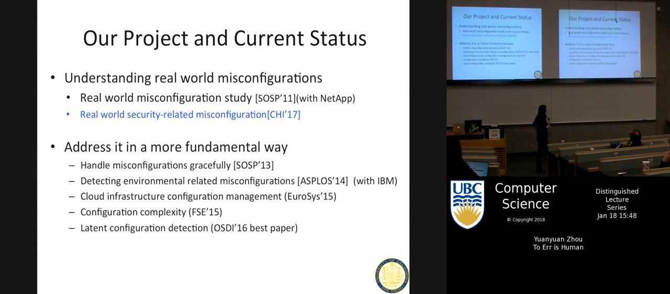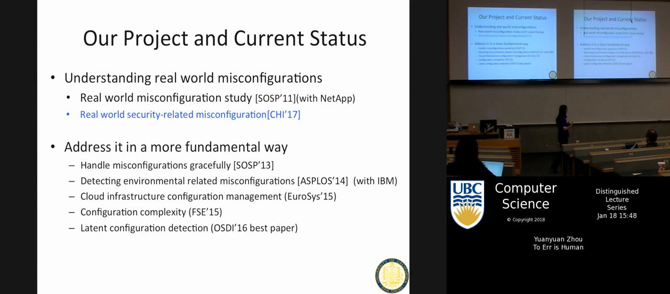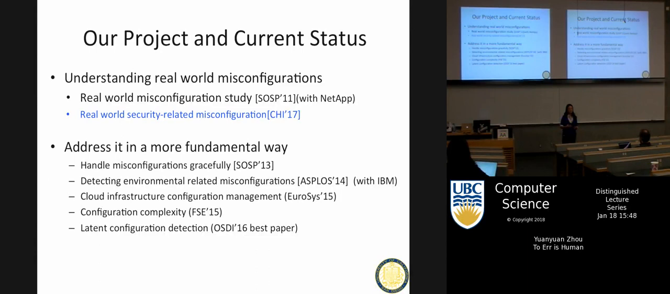Since we're more system people, we're also trying to address it in a different way. Instead of just detecting an error, we look into how the system itself can improve to reduce the number of human mistakes. We also look at configuration complexity and some other issues, which are more environment-related misconfigurations. But in this talk, because of time, I will focus more on latent configuration detection.